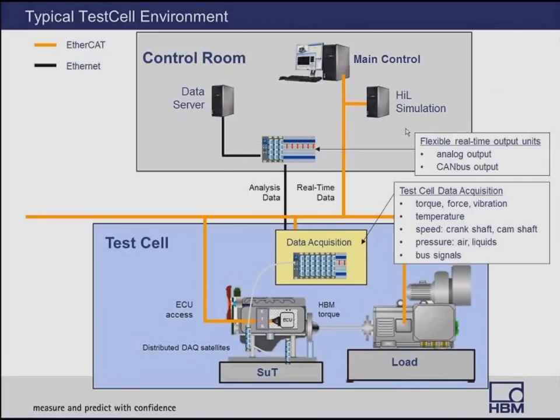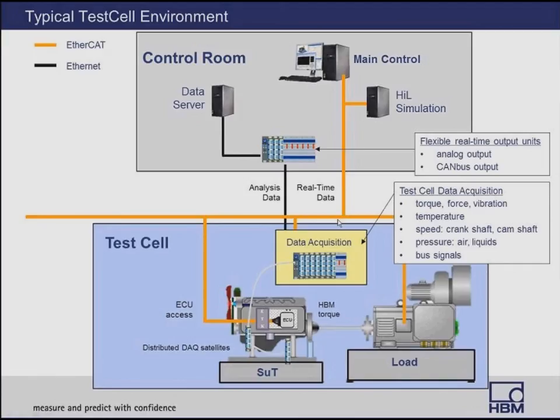The typical test cell environment is divided into 2 parts. There is a control room and there is a test cell. The test cell is where all the real action is going on. The system under test, be that an engine or a drivetrain, is connected to a load in the specific case of a dynamometer application. But this test cell could be an aerospace test cell, for example, instead of an automotive test cell, or an agricultural test cell, etc.